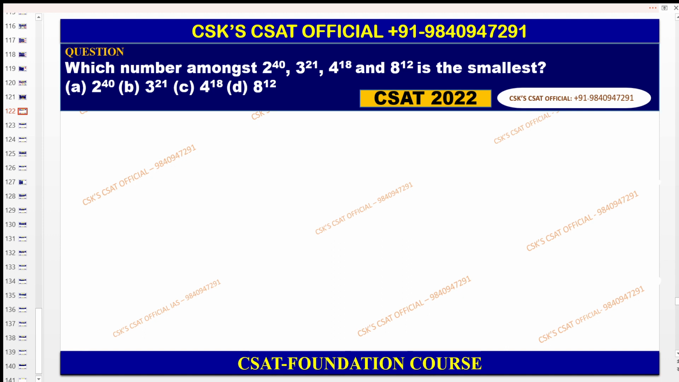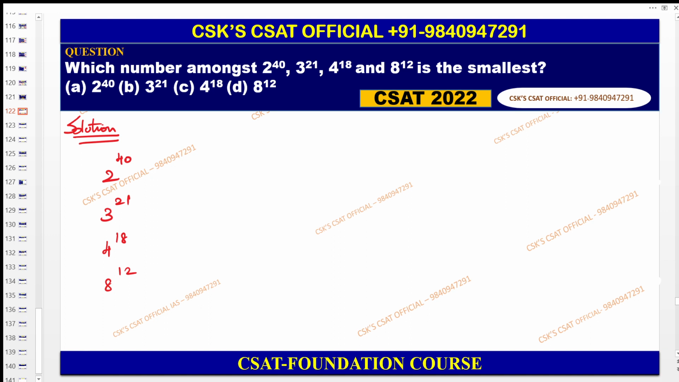Which number amongst 2 power 40, 3 power 21, 4 power 18, 8 power 12 is the smallest? You may expect this model in 2024. In 2023 there was no such question, so therefore you can expect this model in 2024. You can practice this kind of questions.